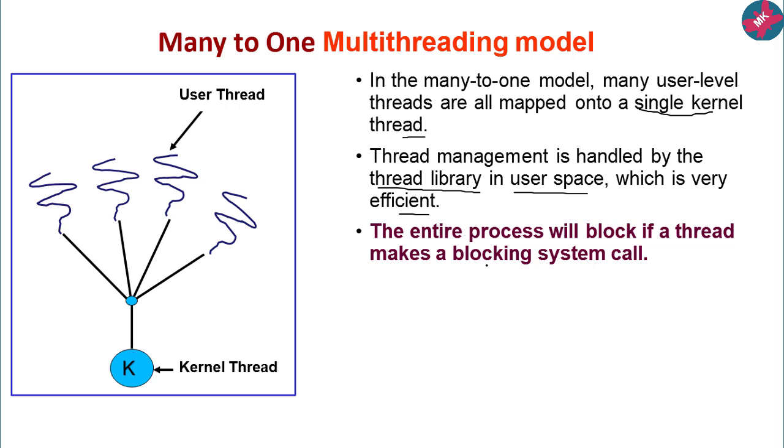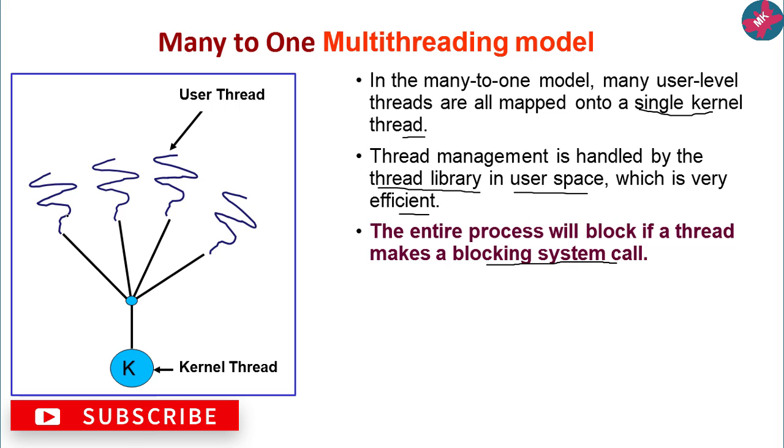So as you can see here, if any one of these user level threads makes a system call. Now if you recall, what do we mean by system call? It is nothing but the interface between the process and the operating system, more particularly the kernel, isn't it? So suppose any of these user level threads makes a system call, then what is going to happen is that if the requirement of that user level thread is not fulfilled, then the system will be blocked and other user level threads will not be able to access the kernel thread unless and until that system call is resolved. So this is the drawback of this many to one multi-threading model.